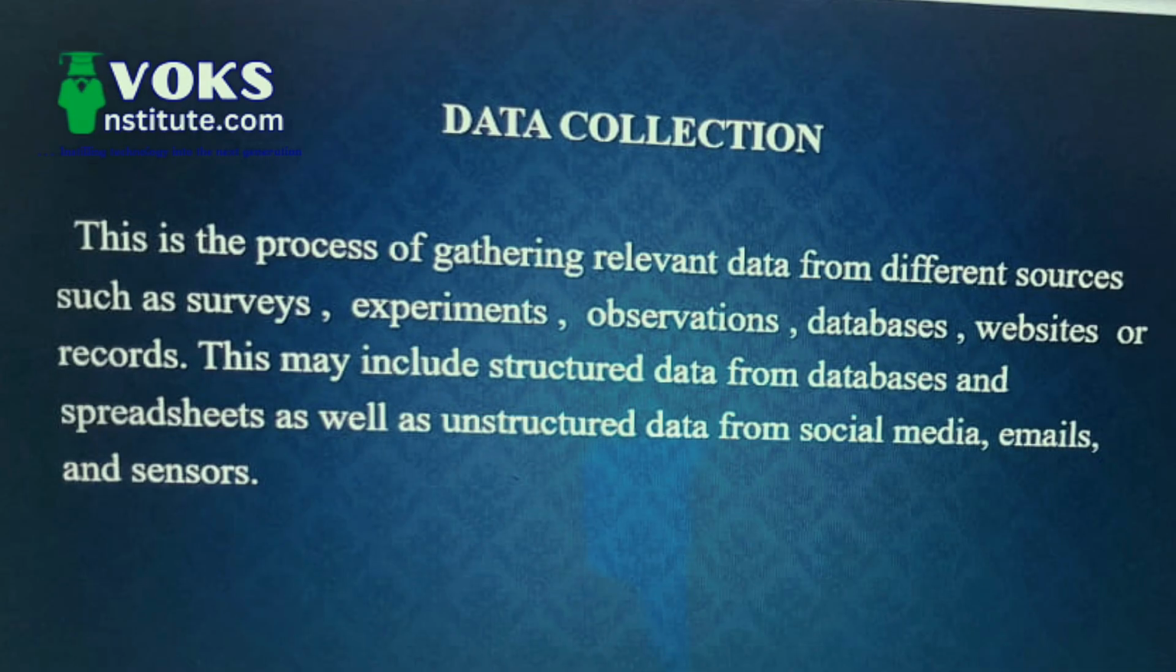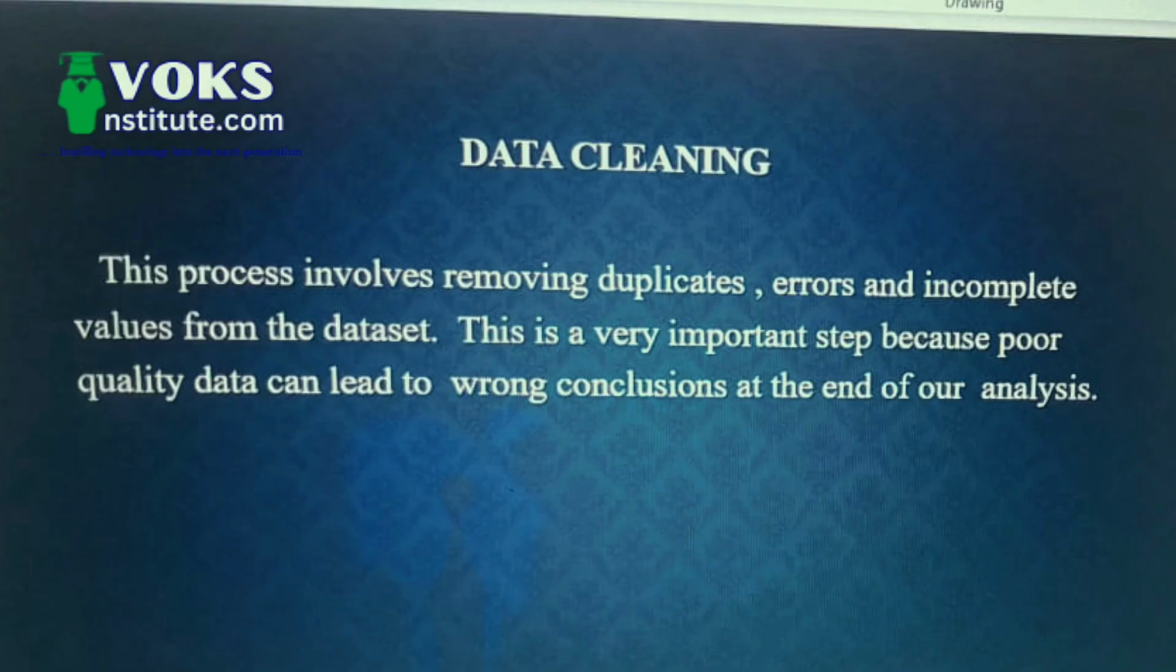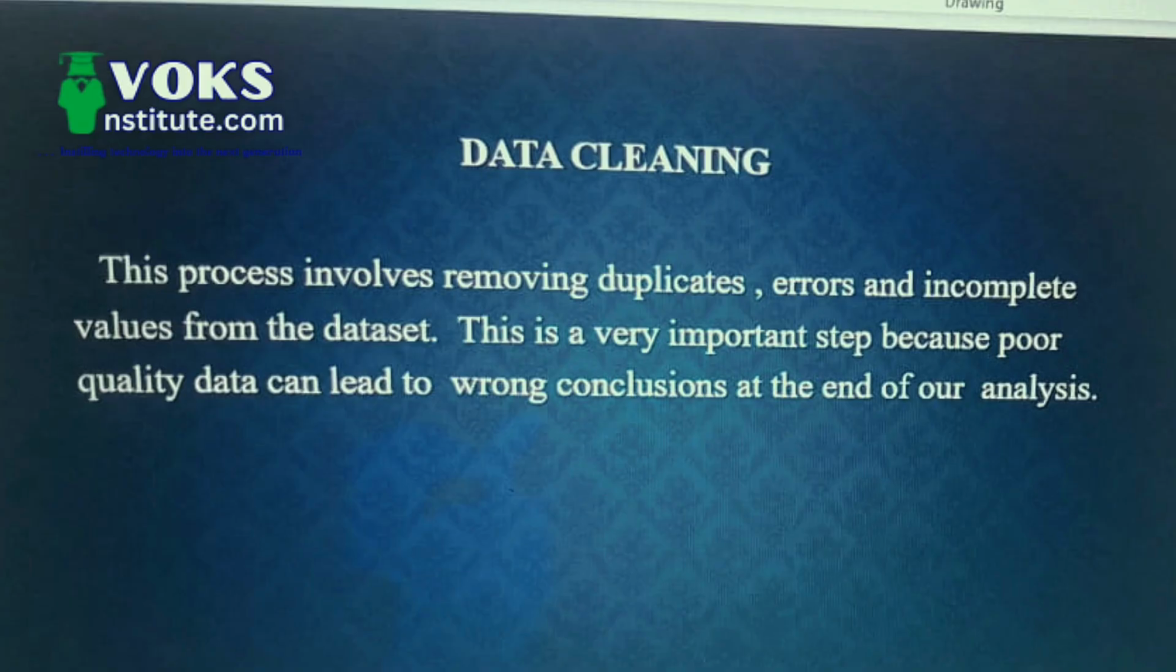The first step is data collection, the stage whereby relevant data is gathered from different sources such as surveys, experiments, observations, databases, websites, or records. Data collection is where we gather our data at first. Then the second step is data cleaning, where we remove errors, duplicates, and incomplete values from the data set. Mind you, data cleaning is necessary because poor quality data can lead to wrong conclusions at the end of our analysis.